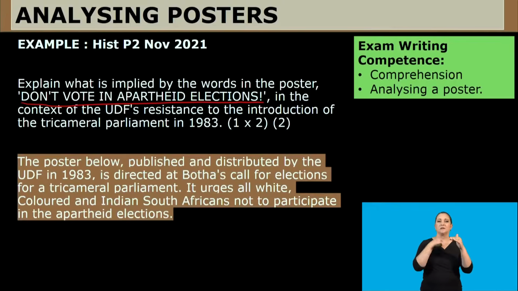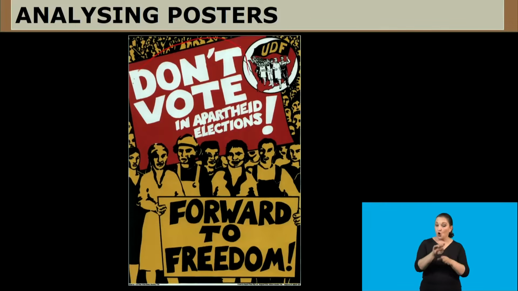Now let's read the caption. The poster below, published and distributed by the UDF in 1983, is directed at Botha's call for elections for a tricameral parliament. It urges all white, colored, and Indian South Africans not to participate in the apartheid elections. So, even before you look at the poster, the caption tells you what the poster is about. So then don't forget to look for visual clues. You can see there it does say, don't vote in apartheid elections. And then there are other words there that say forward to freedom that you can use when answering your questions.